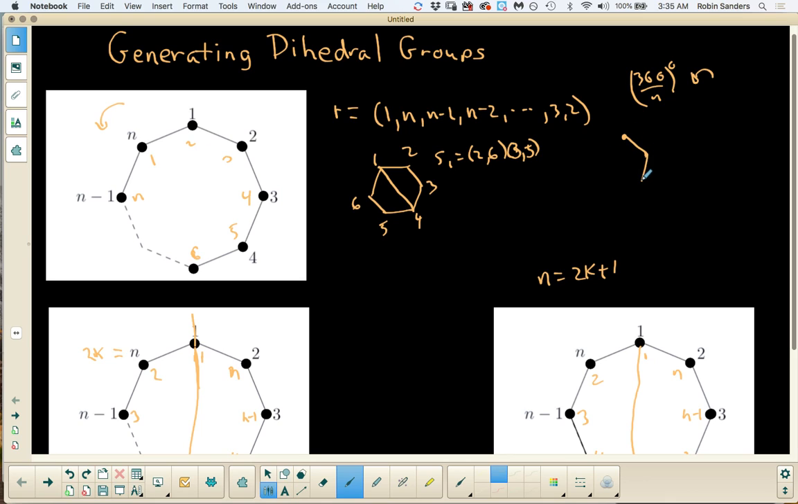But if I have something like a 7 cycle, 1, 2, 3, 4, 5, 6. Let's see, we need to erase that and get a 7th vertex in there. And let's just darken up these vertices a little bit, make them a little bit bigger. Halfway around this time is this line.